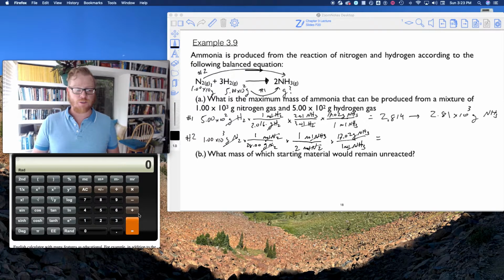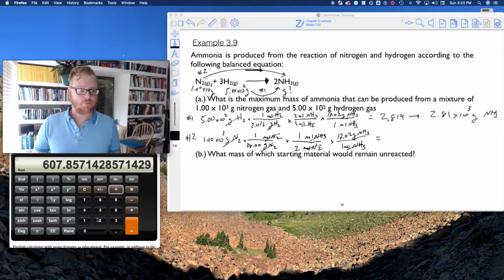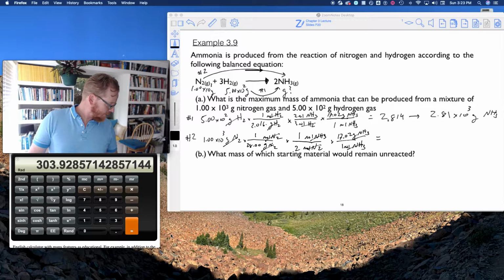Okay, so I can write 1,000 on this calculator by saying 1.00 e to the 3, and I'm just going to say equals, yep, that's 1,000, times 1 times 1 times 17.02. So times 17.02 equals, and then now divide by 28.000, right? And then divide by 2. And I get a number that I did not get in my notes.